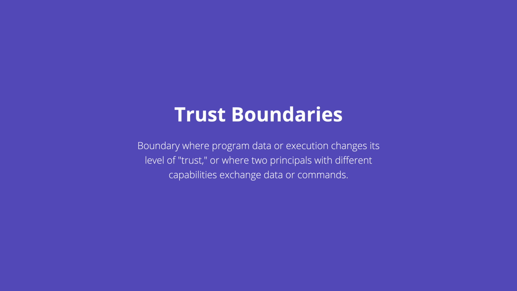Wikipedia defines trust boundary as a place where a program changes its level of trust, or where two identities with different levels of privileges exchange data.